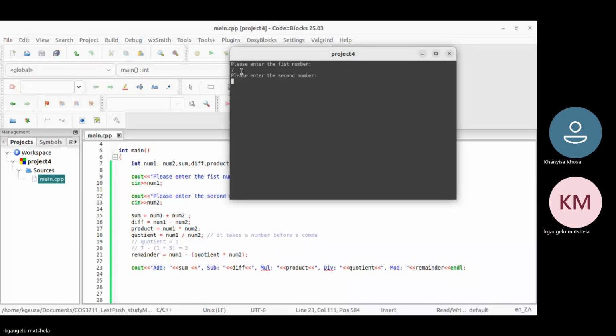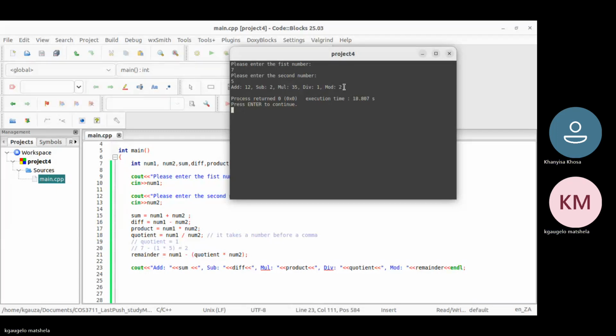For the addition it is 12. For the subtraction it is 2. For the multiplication it is 35, right? For division it is 1. For the divisor it is 1. For modulus it is 2. You get me?